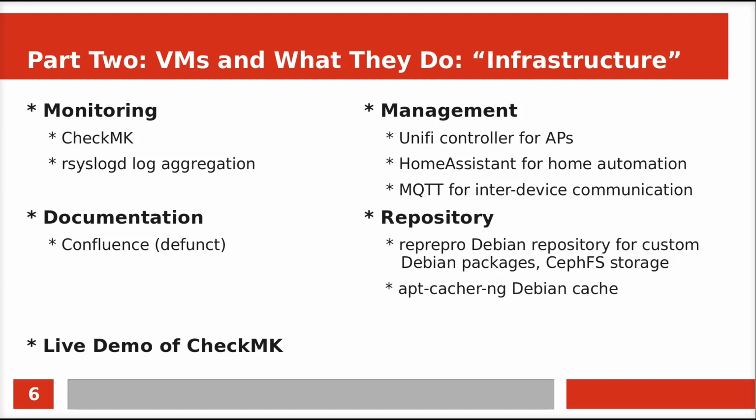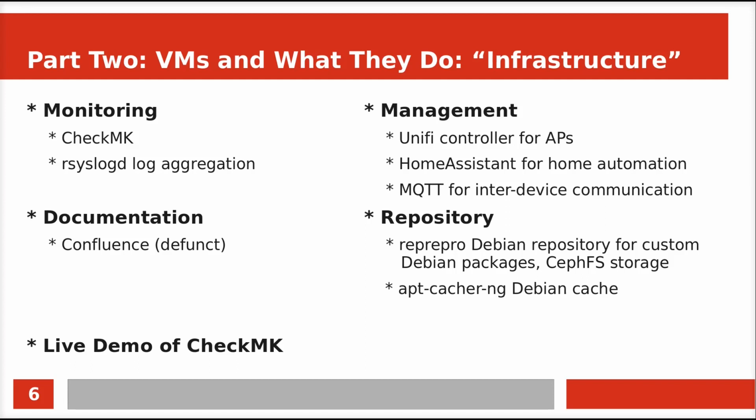The next category is documentation. I did have a Confluence instance, but it's currently defunct. I only kept this category for the organization of this page's purposes. I do eventually plan to deploy something else in its place, but I haven't really figured out what yet. There's the management category. So I have the Unifi controller for my access points. That's in its own VM. I have Home Assistant for home automation, which I'll go into in a later section in a bit more detail. That's in its own VM. And finally, I have MQTT for inter-device communication within the Home Assistant ecosystem. So that too has its own VM.